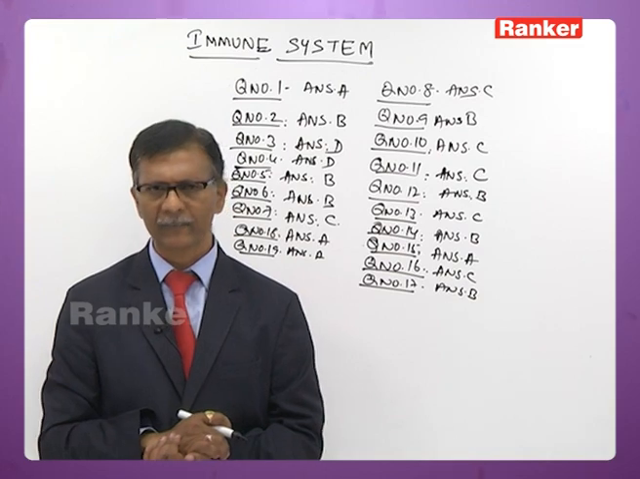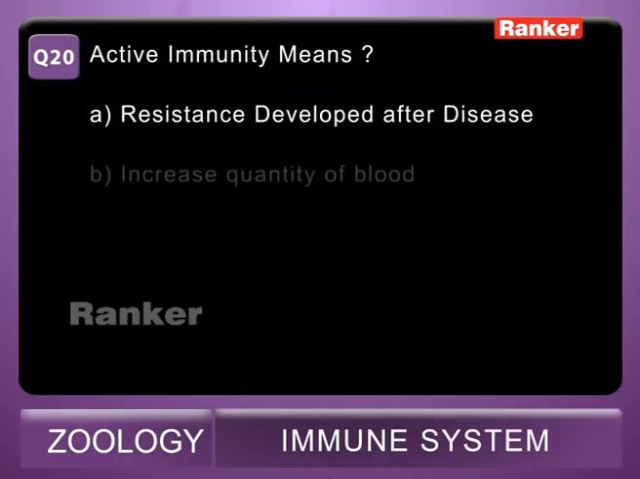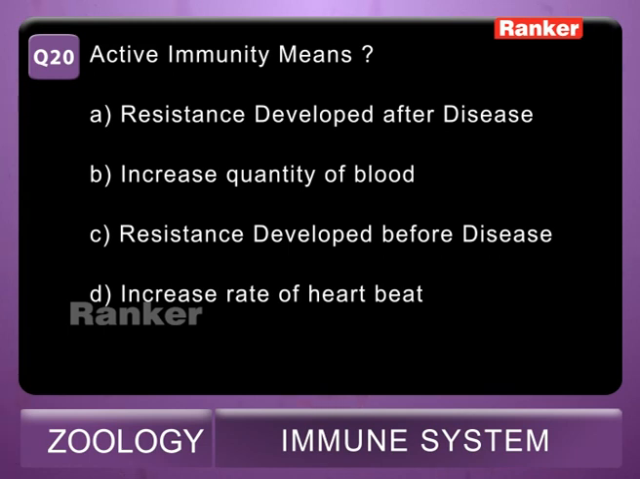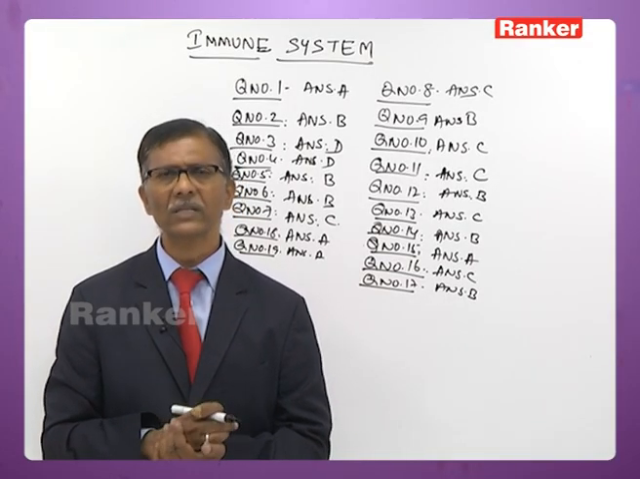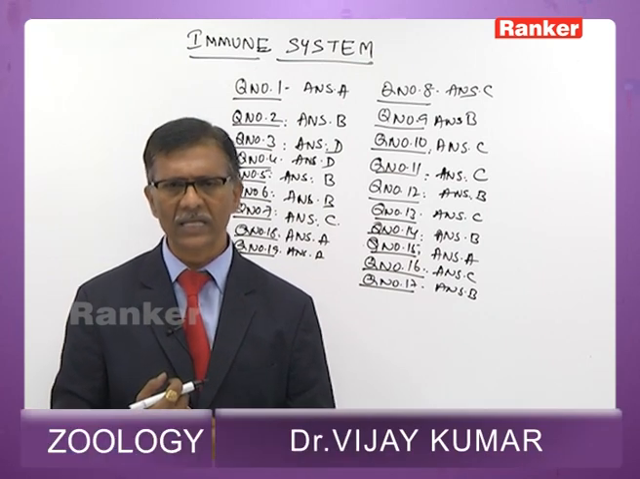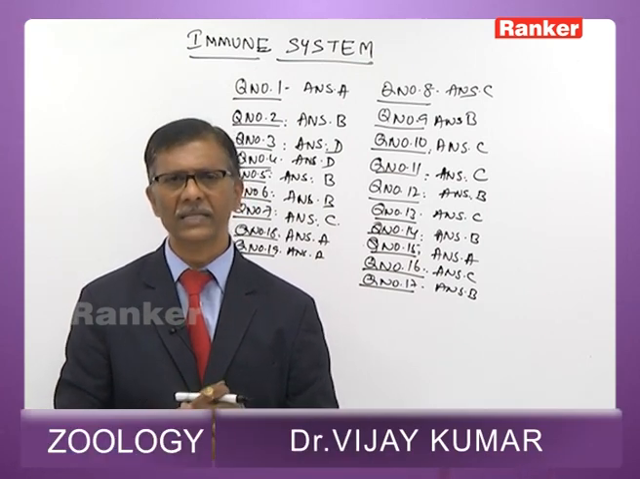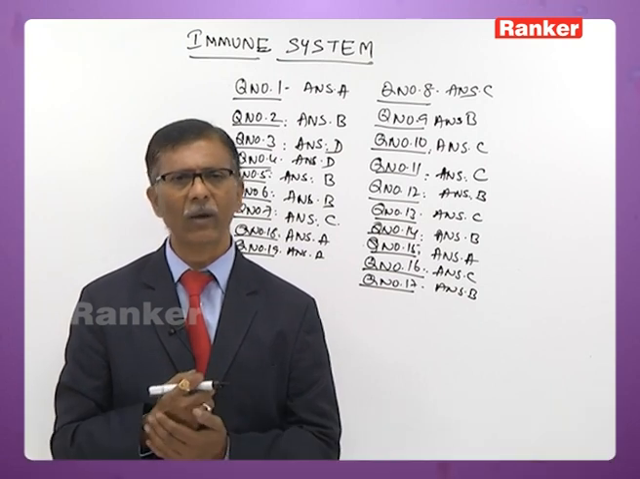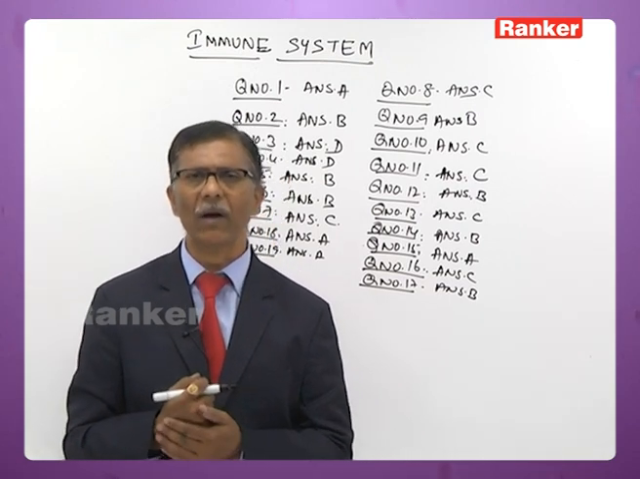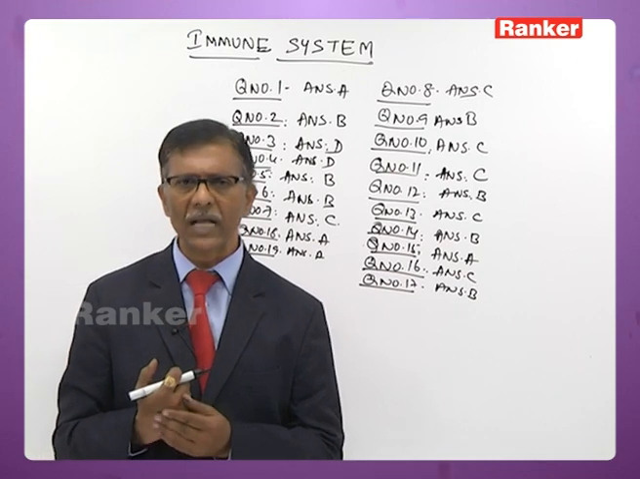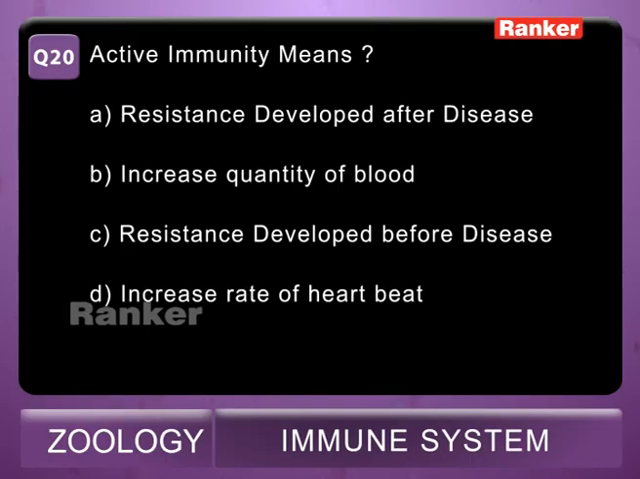Question number 20. I'll read out the question for you. Active immunity means A. resistance developed after disease, B. increased quantity of blood, C. resistance developed before disease, D. increasing rate of heartbeat. Active immunity is mostly due to the invasion of the pathogens or because of vaccination. So resistance developed after disease is a kind of natural active acquired immunity. So among these options, the correct answer would be A, resistance developed after disease, which is also known as natural active acquired immunity. So 20th question correct answer is A.